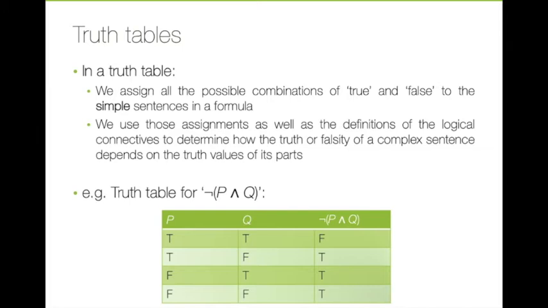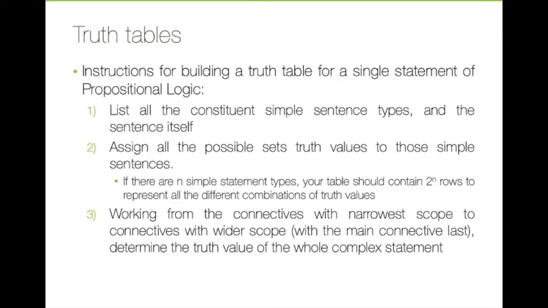So here we have a truth table for a specific complex sentence, the negation of P and Q. The first two columns of this table list all the truth values that P and Q can have. And then the third column gives the truth value of the complex sentence in each of those circumstances. In a moment, we'll go through the steps for how to construct this particular truth table. But first we're going to look at an overview of the instructions for building a truth table for a single statement of propositional or truth-functional logic.